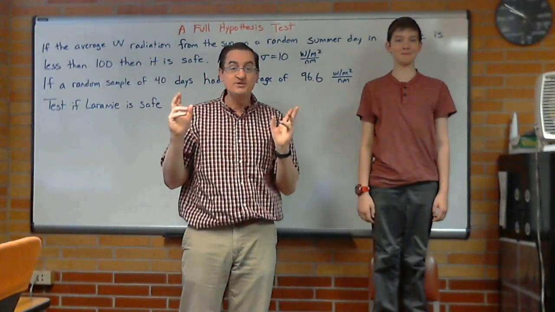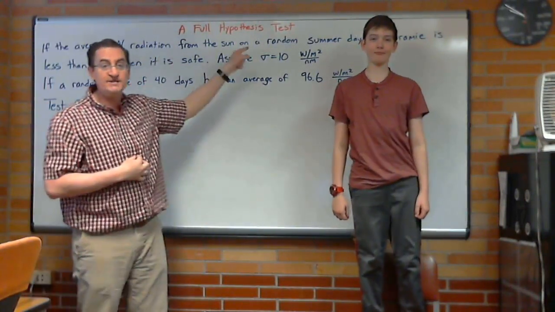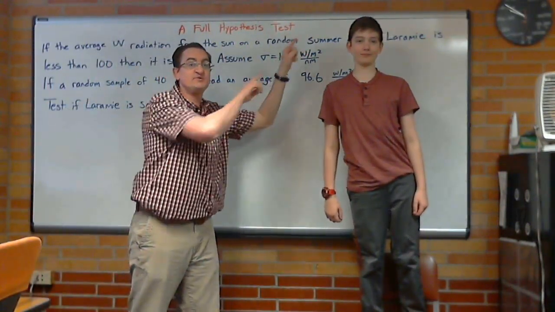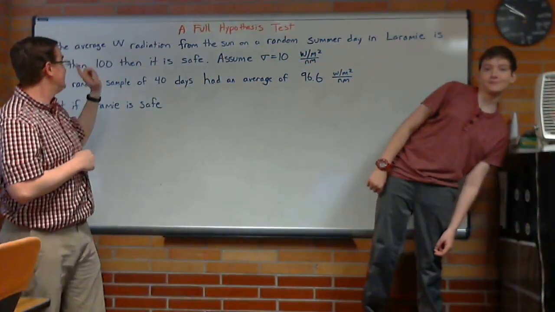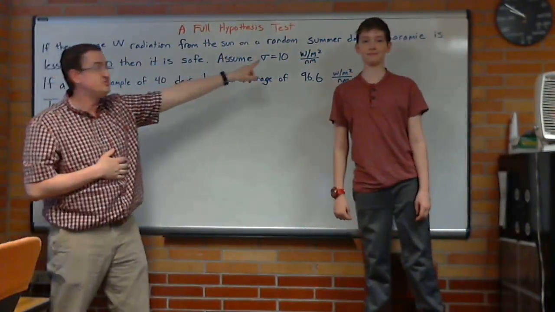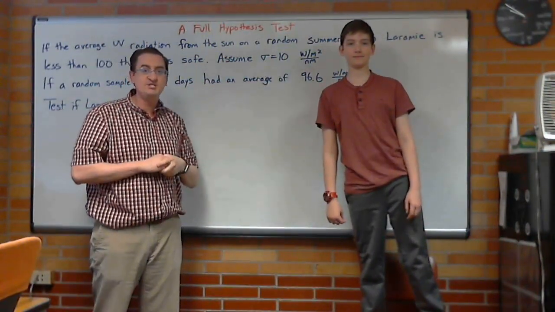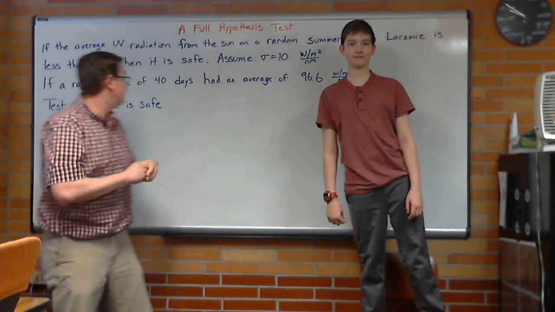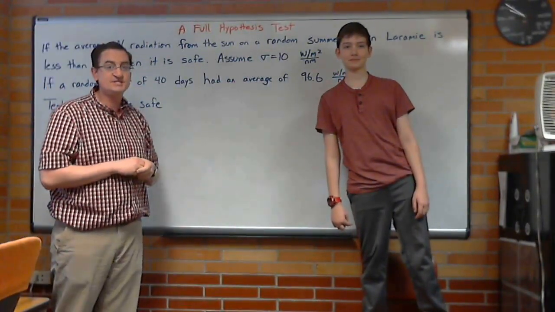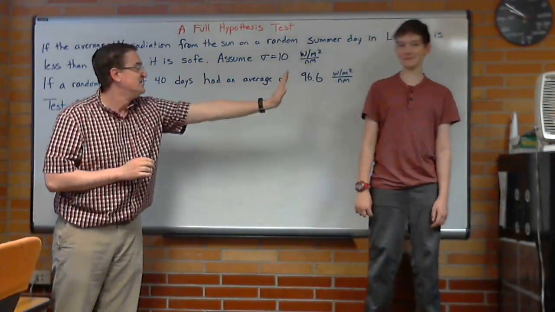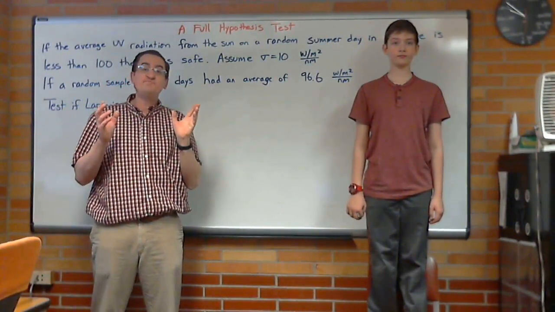We are going to test whether Laramie is safe by testing whether, on average, on a random sunny day, the radiation is less than 100. The average sunny day in Laramie is less than 100. And we're going to assume that the sigma is 10, and this is the correct units for radiation. I looked it up online. So we are going to sample 40 days and see whether the average is less than 100. Now, we did get an X bar that was less than 100, but is that enough to prove it?